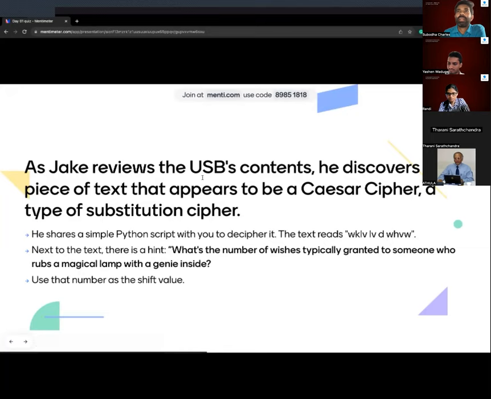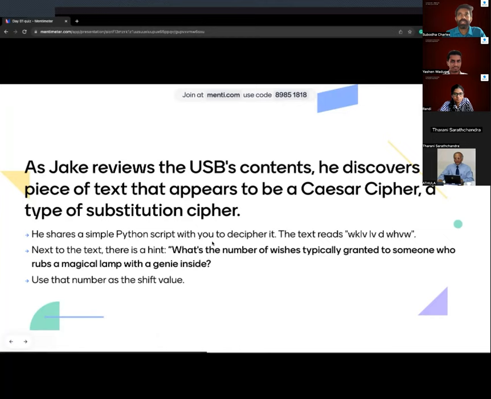Now, the question is, as Jake reviews the USB's content, he discovers that a piece of text appears to be a Caesar cipher. Don't worry if you don't know what a Caesar cipher is. You can simply understand that as a substitution cipher. That means you have some text and you substitute the English letters or characters in that text with something else. It's a shift cipher. Let's go through the text below. Jake shares a simple Python script with you to decipher it.